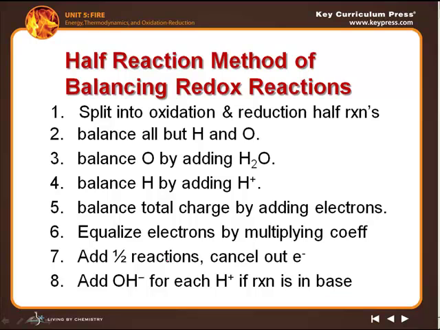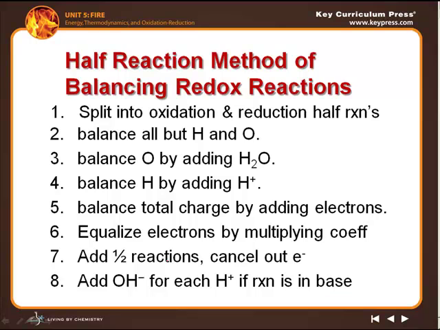Balance O by adding water. Then you balance the H by adding the H plus on each half reaction. Balance the total charge. Then you equalize the electrons by making sure the amount being oxidized and reduced, the amount transferred, has to be equal. Add them up, cancel out the electrons, and then you're going to add hydroxide ions for each hydrogen ion if the reaction is happening in a base.